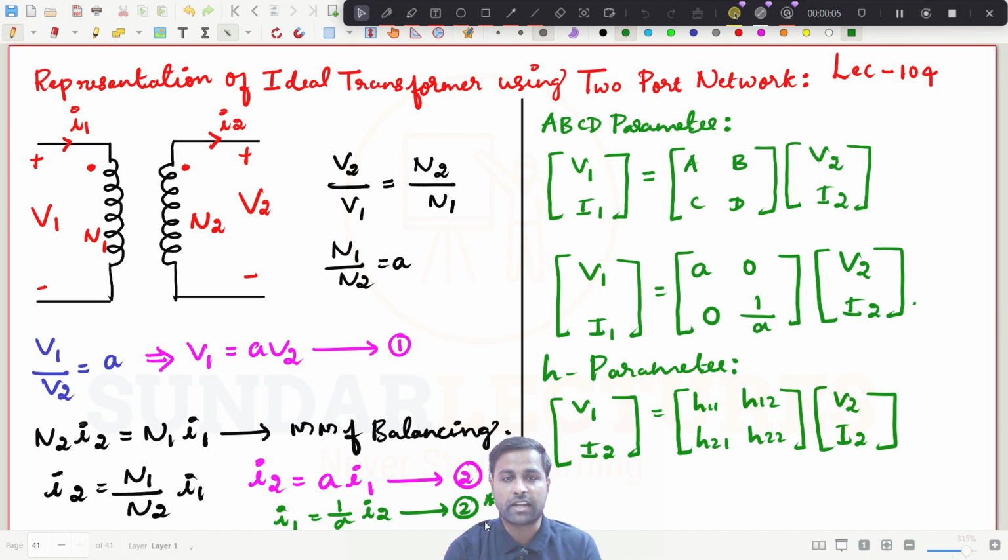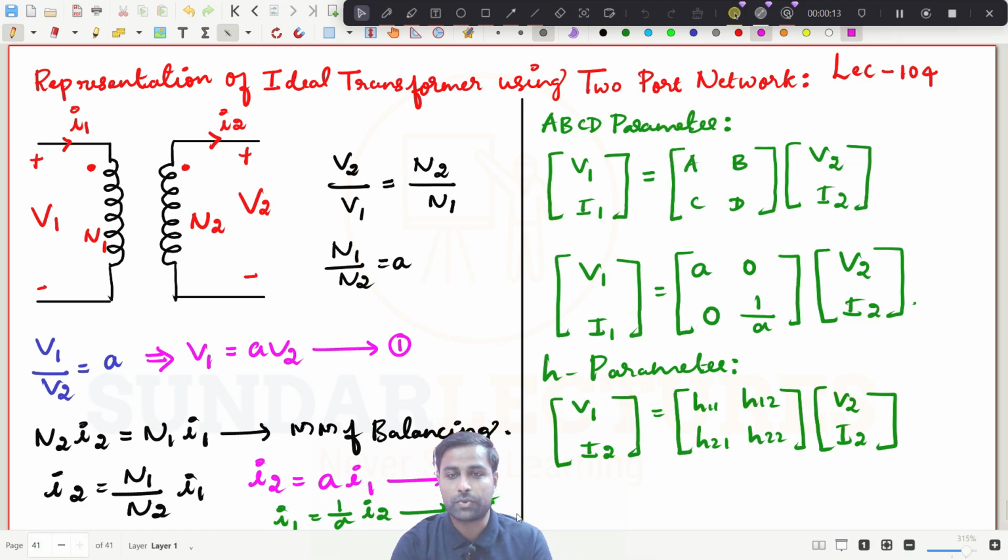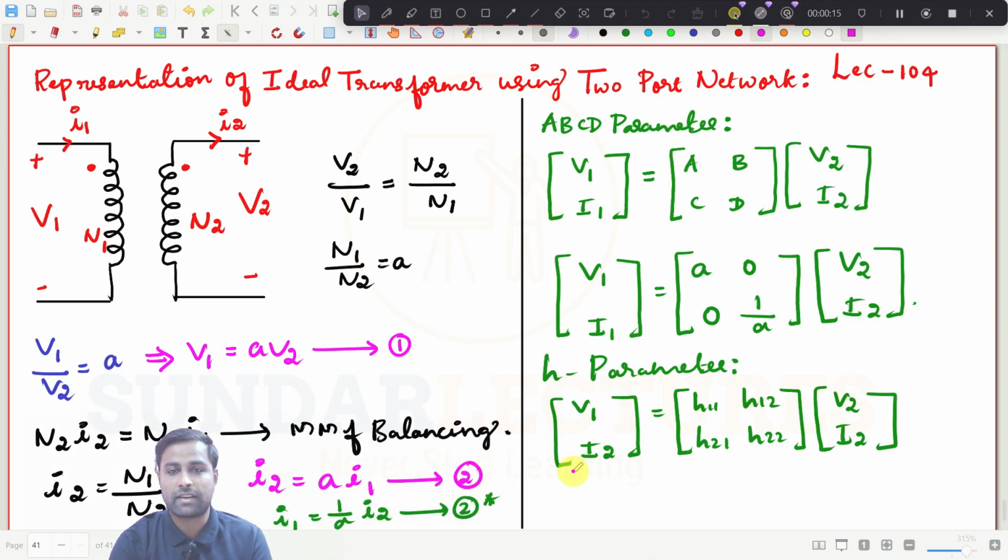So you see here, V1 and I2 in terms of V2 and I1, we already have the equation with us, right? So you can write this one too. So this is V1 and this is I2. What can you write here? See here, V1 can be written as A into V2. That means this term we have. So H11 will be A and there is no I2 term here, so this will be 0.